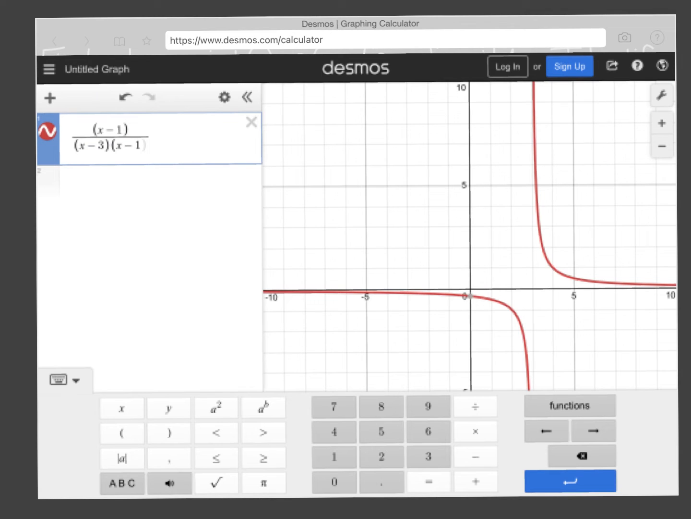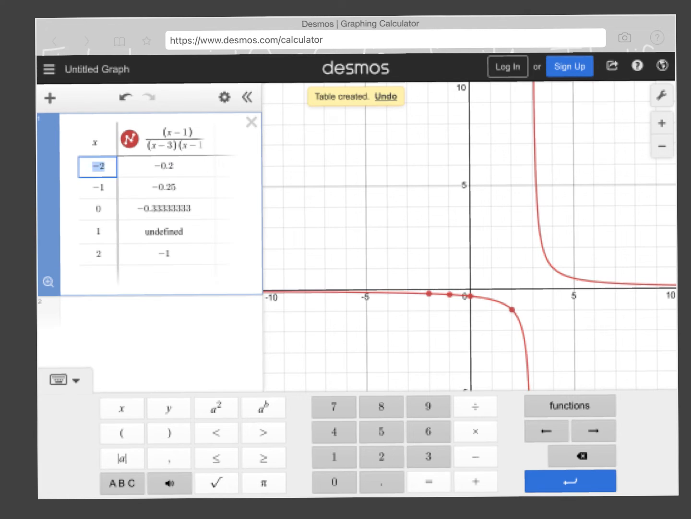Looking at Desmos, we can see that this function does have a vertical asymptote like we said at x equals 3. That's that infinite discontinuity. However, at x equals 1, we have a hole there. Now, this hole is so small that we can't actually see it on the graph like this. However, we can take a look at a table of values just to be sure that the function is not defined at x equals 1. Taking a look at the table, we see that at 1, our function is undefined. There is a very, very small hole.